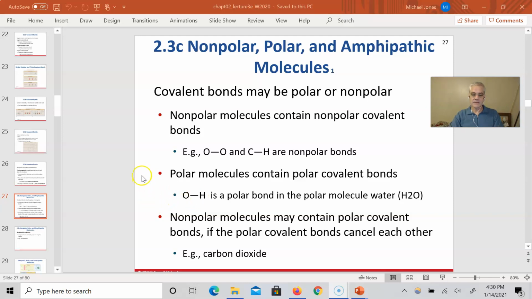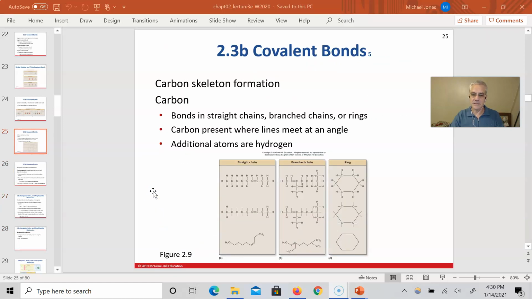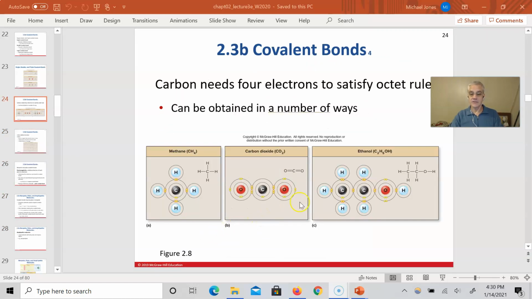Now, nonpolar molecules can contain polar covalent bonds if the polar covalent bonds cancel each other out. What did I just say? Let me show you. Carbon dioxide is a good example. I hope it shows a picture. Here is carbon dioxide. Carbon in the middle, oxygen on the outside there, oxygen on the other side there. They're in a straight line.